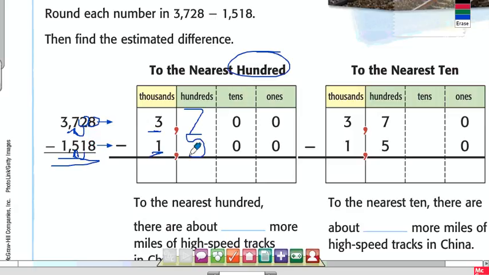Now am I ready to subtract? Yes. So 0 minus 0 is 0. 0 minus 0 is 0. You notice I'm starting in the ones place first as I'm subtracting. So 7 minus 5 is 2. And 3 minus 1 is also 2.